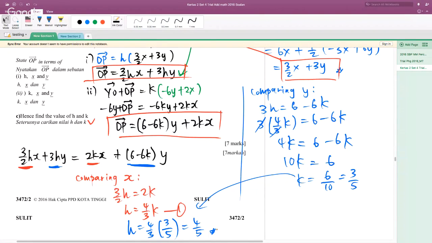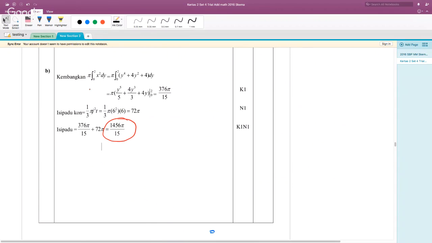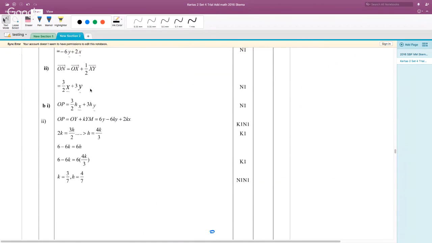But if you check the marking scheme, it will not have the same answer as me. I already double checked many times. The marking scheme actually wrote something wrong there. If you check the marking scheme carefully for this part, they got the same OP as me. And then they got 2k equal to 3 over 2h when comparing the x. It makes sense. Then they make h the subject. All right, then they compare the y. When you compare the y, you should get 6 minus 6k, so they get 6 minus 6k. And this one should be 3h, not 6h. So therefore, the answer will be different from mine. Okay?